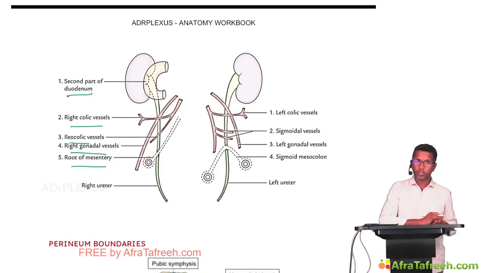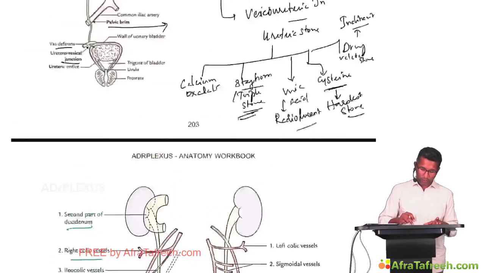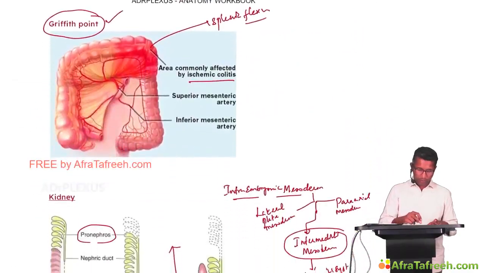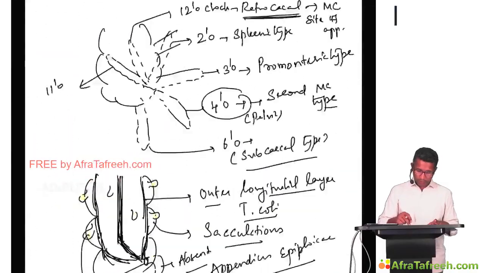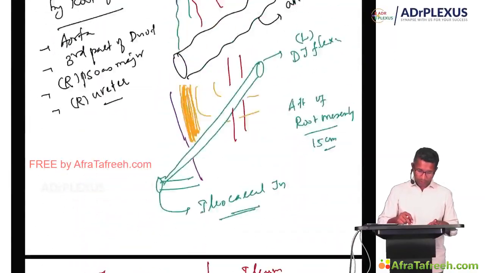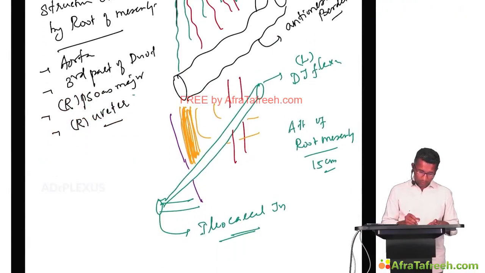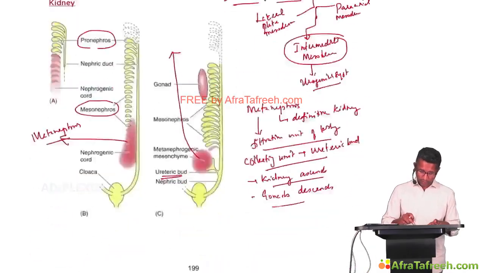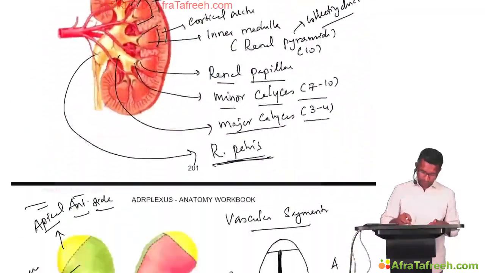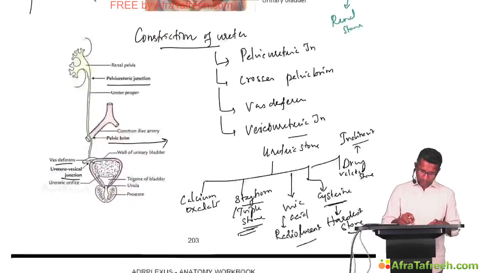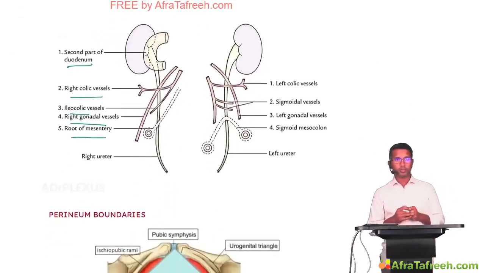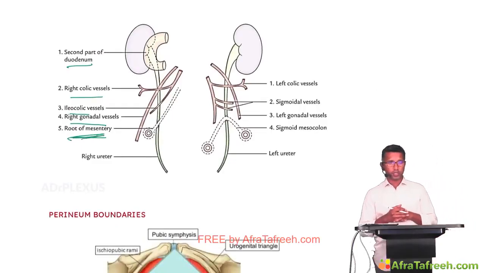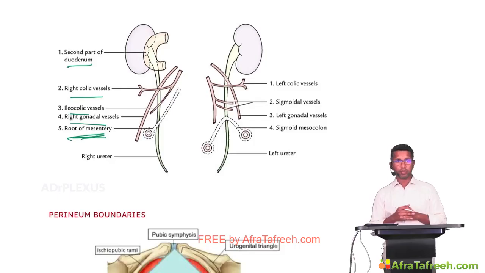When we studied the root of the mesentery, we saw that it is crossing the ureter. I think you remember, guys. If you see here, you can see the root of the mesentery, and I have told you the root of the mesentery is crossing the right ureter. So when the ureter is running down, it is being crossed by the root of the mesentery on the right side. These are all the relationships of the ureter on the right side, mainly the abdominal part.